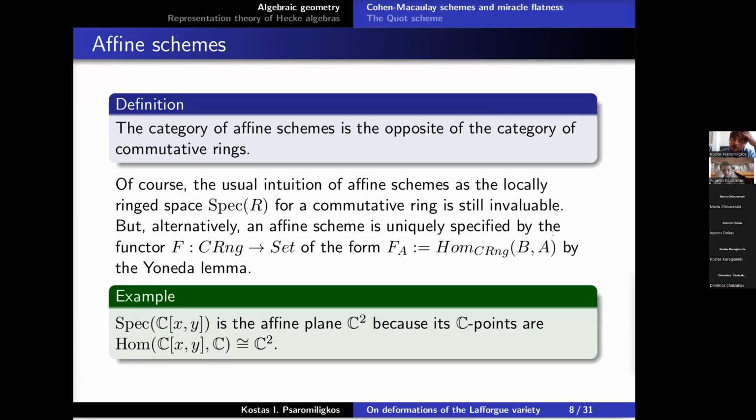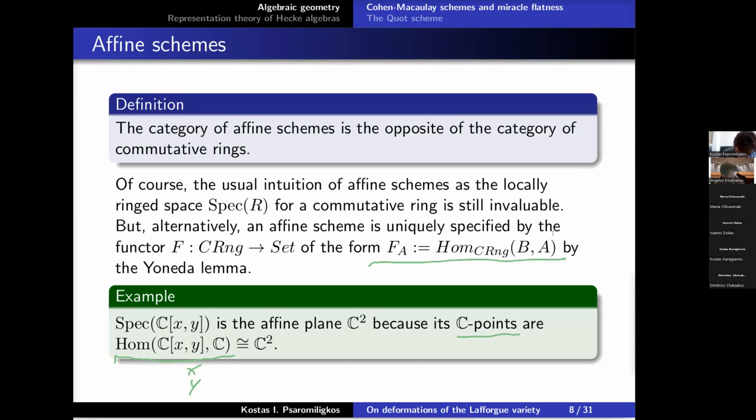As an example, if you take the spectrum of polynomials in two variables, you probably have heard that this is the affine plane, but from this viewpoint, the idea is that its C points are what? We take C and we input it to this functor. We get homomorphisms from the ring of polynomials in two variables to C. And what are these homomorphisms? Of course, we have to choose just an image for X and an image for Y. So this is why we get a plane.